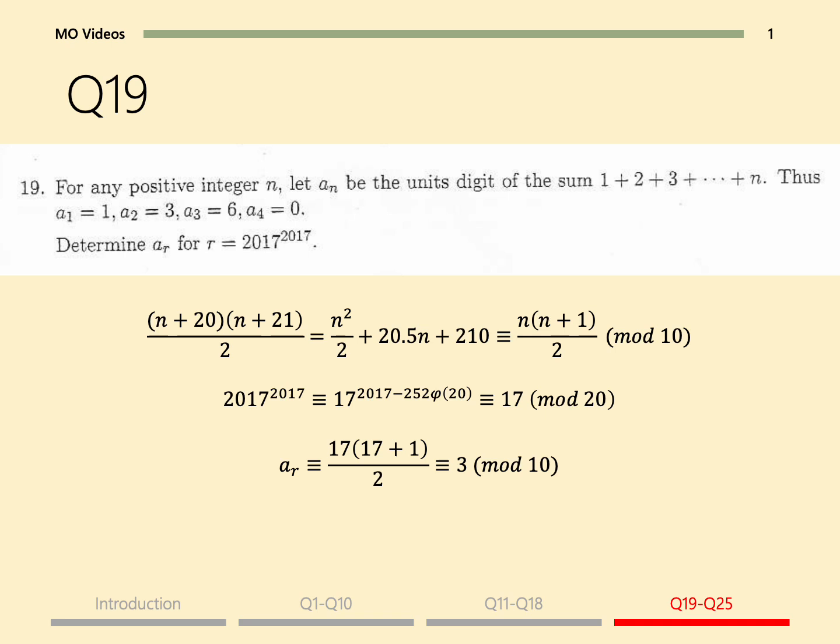And so now we find that a_r is given by 17 times 17 plus 1 divided by 2 mod 10, which is 3 mod 10, and that's our answer.